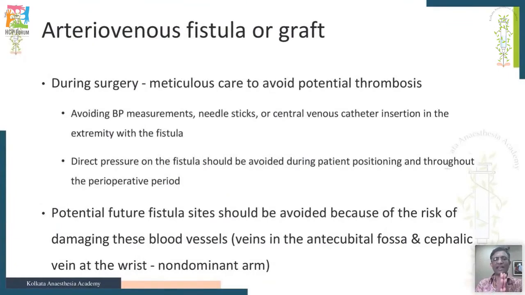During the surgery, take care of it so that there is no inadvertent puncture or damage to that access at any point of time.